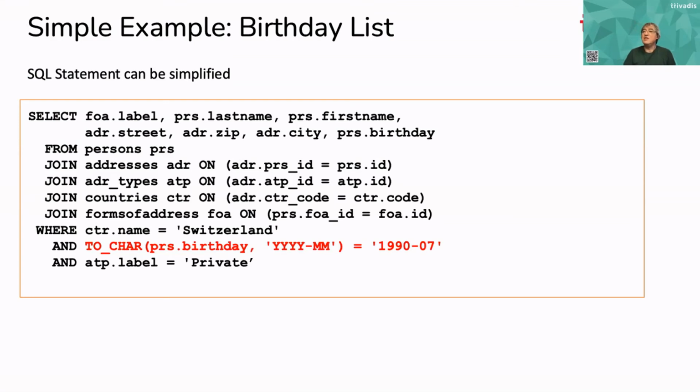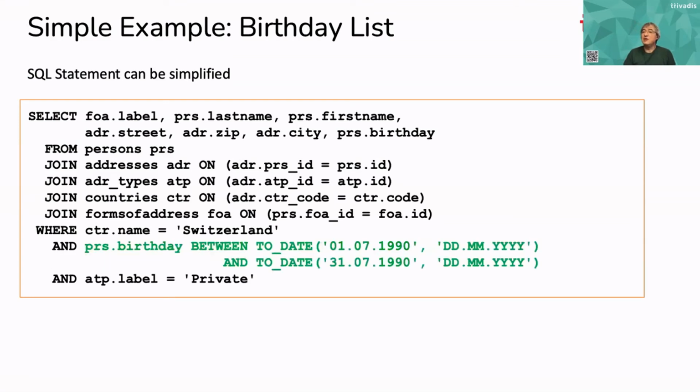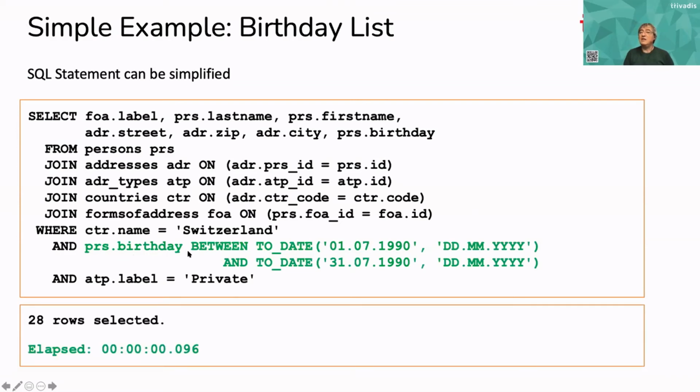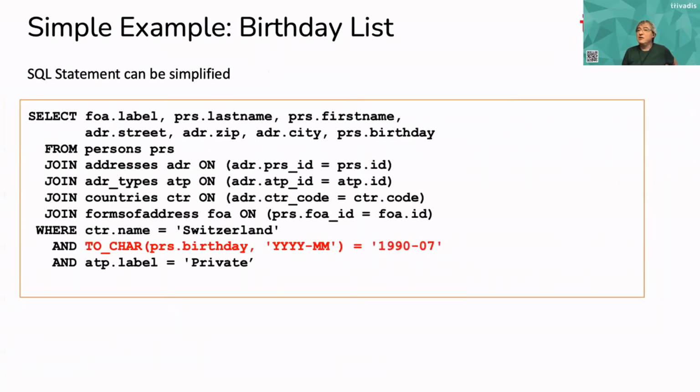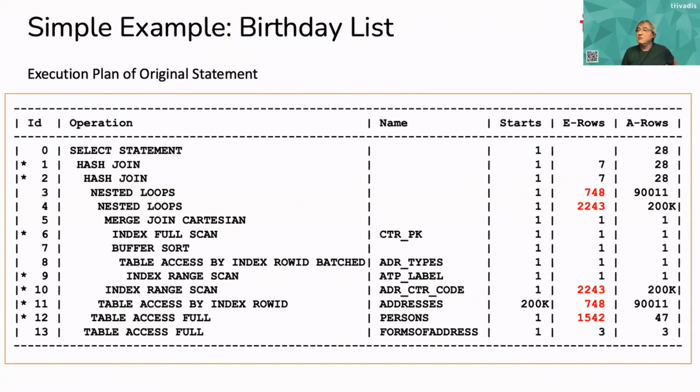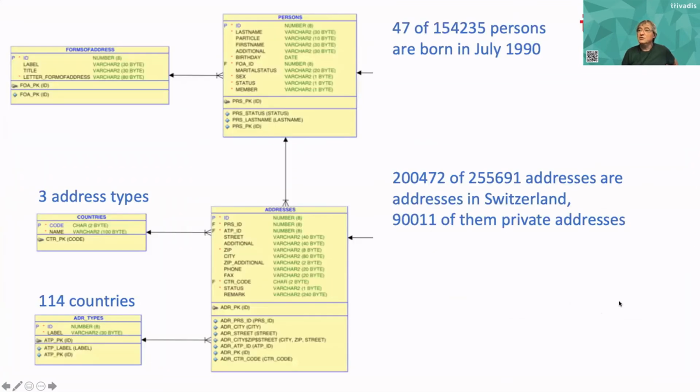And this leads to, if we rewrite the query and say, instead of doing a TO_CHAR and then selecting the month, we can do a BETWEEN, and then the column that we use here is not changed by an expression, and then we have a much faster execution plan. So this is the fast execution plan. The original execution plan was completely different. It did the Cartesian product and a lot of things because this calculation was wrong.